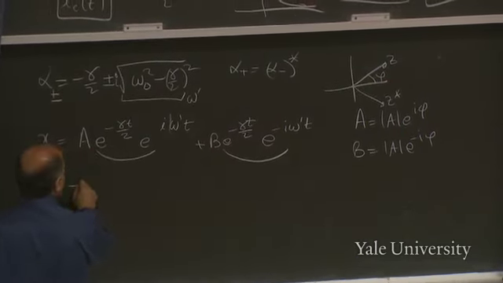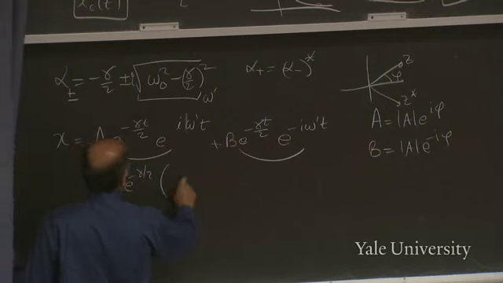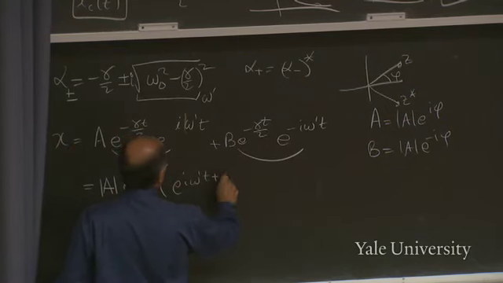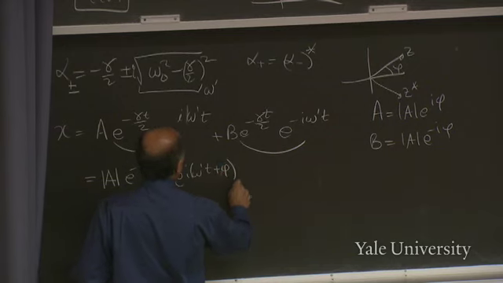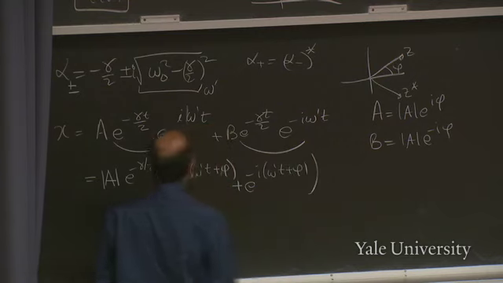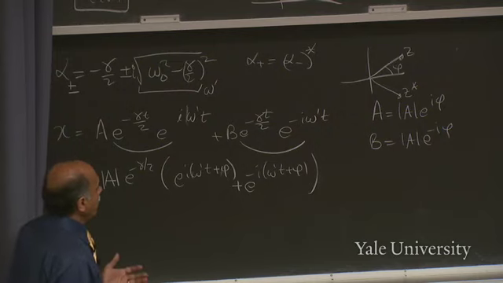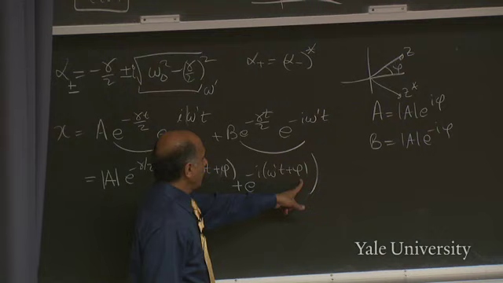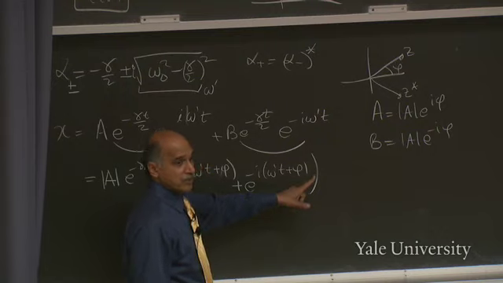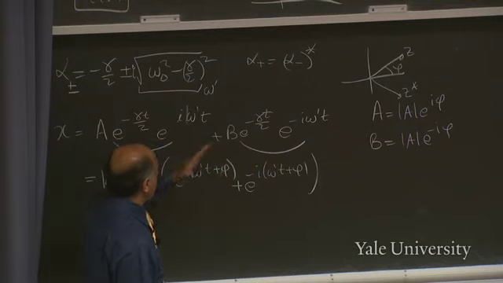So if you do that, then you get A absolute value e to the minus gamma over 2 times e to the i omega prime t plus phi plus e to the minus i omega prime t plus phi. Now we have made it real. A and B both being fully real means this phi is 0, but you see phi doesn't really have to be 0. That is too much of a restriction. Phi can be whatever you like, provided the phase that A has is the same as the phase that B has. That means the angles in the complex plane of the numbers A and B have to be opposite of each other.